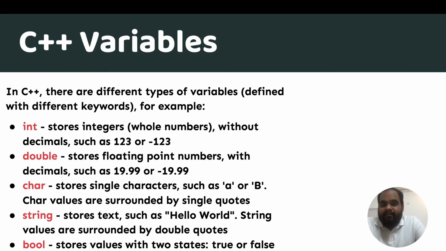Then we have string. String is a very versatile variable type where we store an entire string. It can be something like hello world, where you are storing the entire hello world in a single string. You can define that and store large strings in a single variable. That's how we use string as a variable.